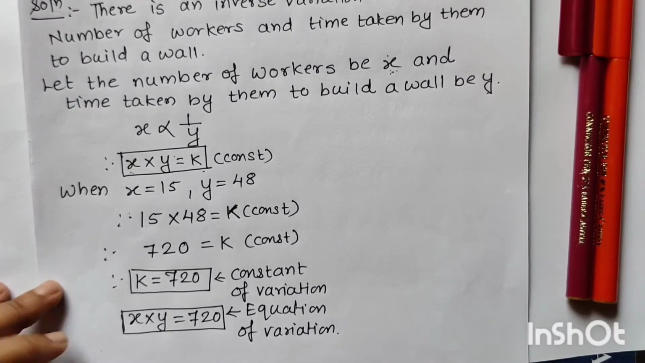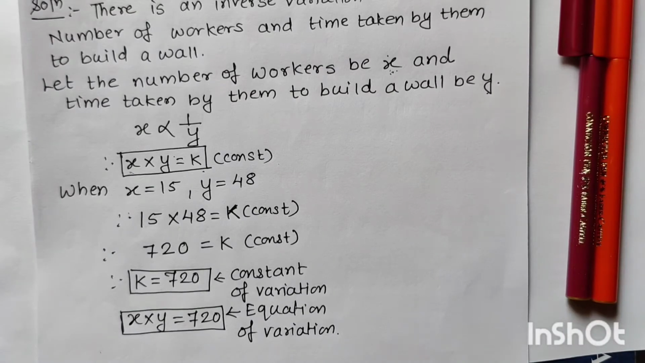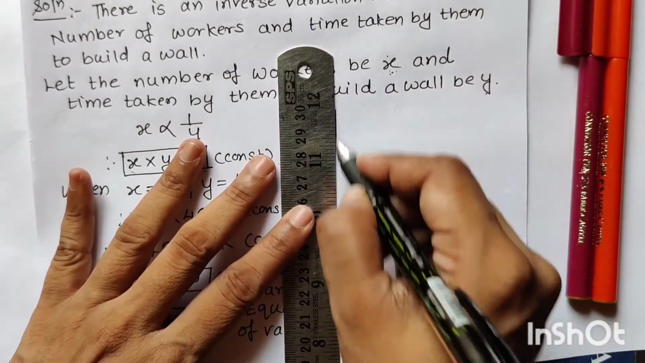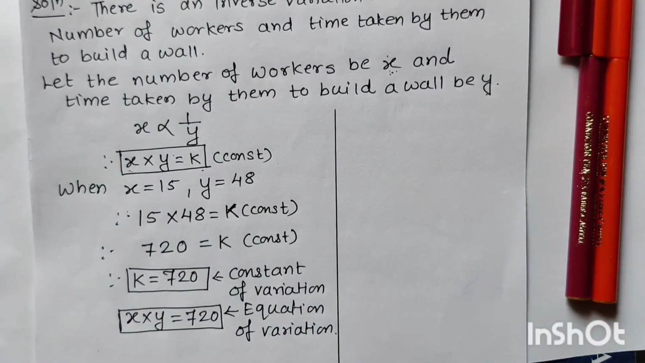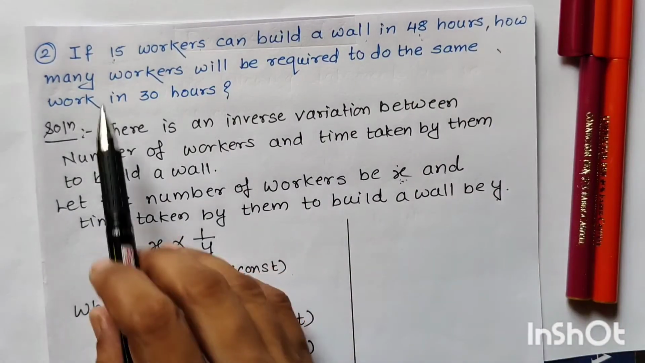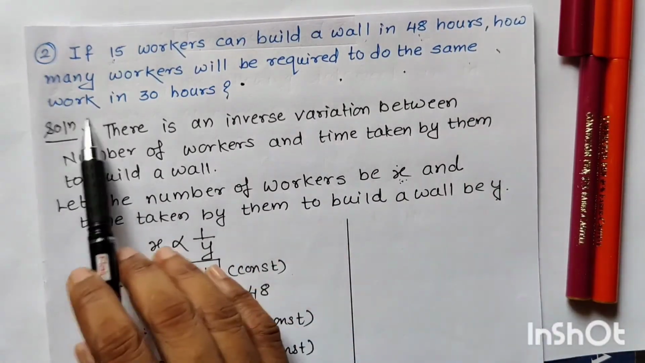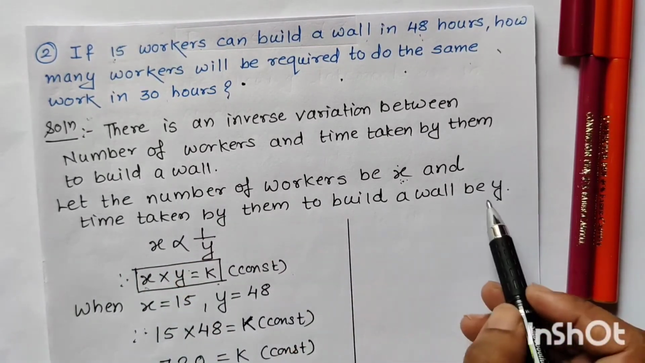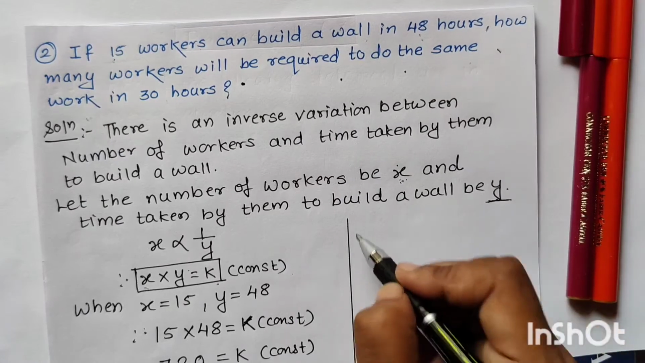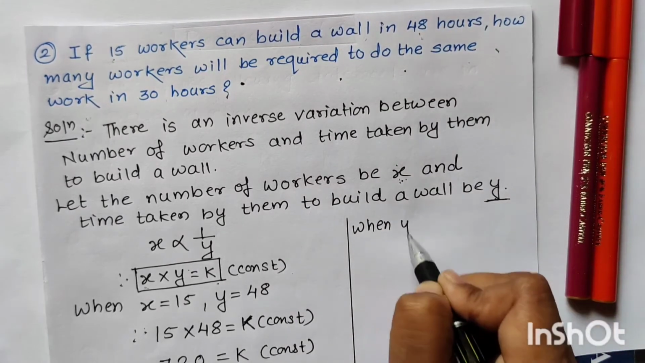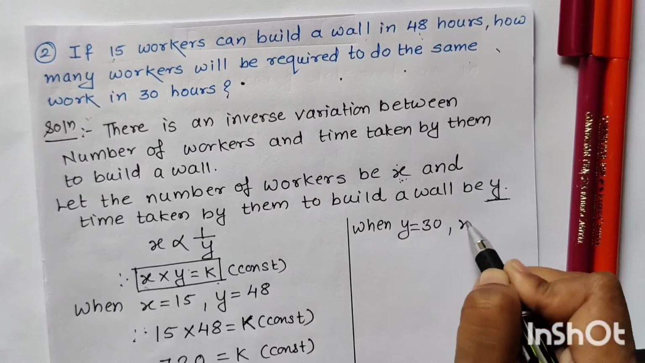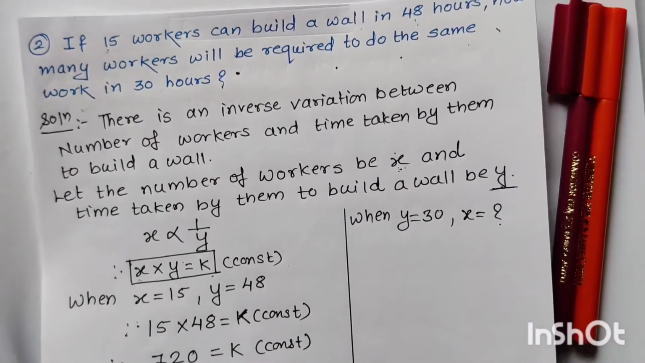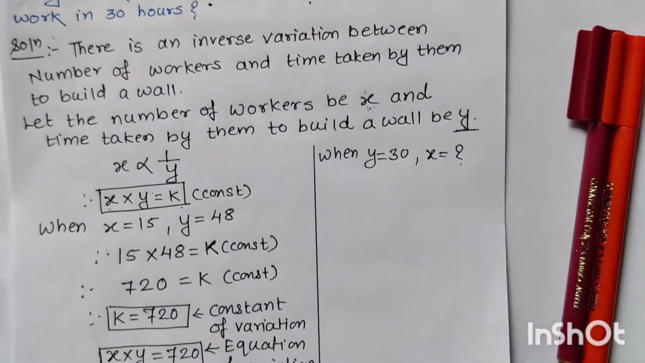Now after getting the equation of variation, what do we have to do? We will find out the last sentence of our sum. See the last sentence of the question: How many workers will be required to do the same work in 30 hours? 30 hours, that means time is given to us. Time we have denoted by Y. So when Y is equal to 30 hours, we have to find X is equal to how much. That means how many workers we require for getting the work done in 30 hours.